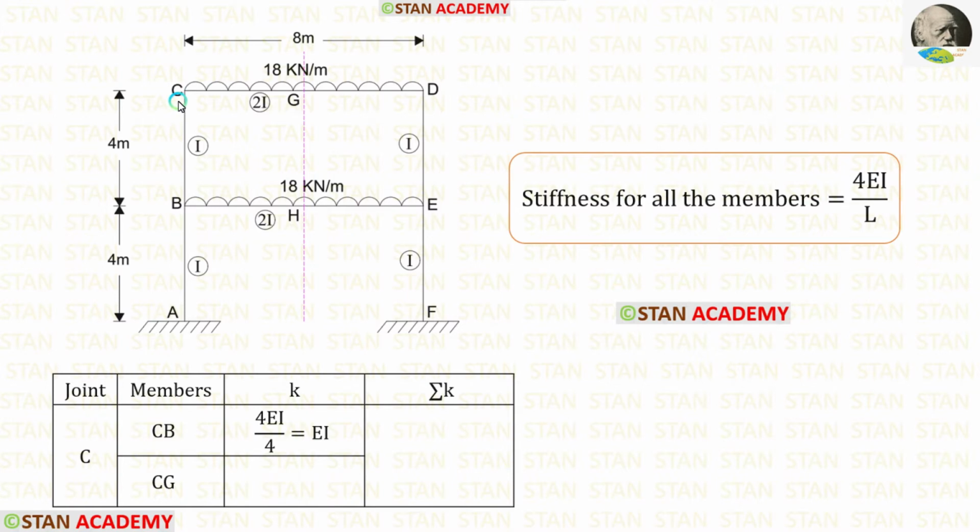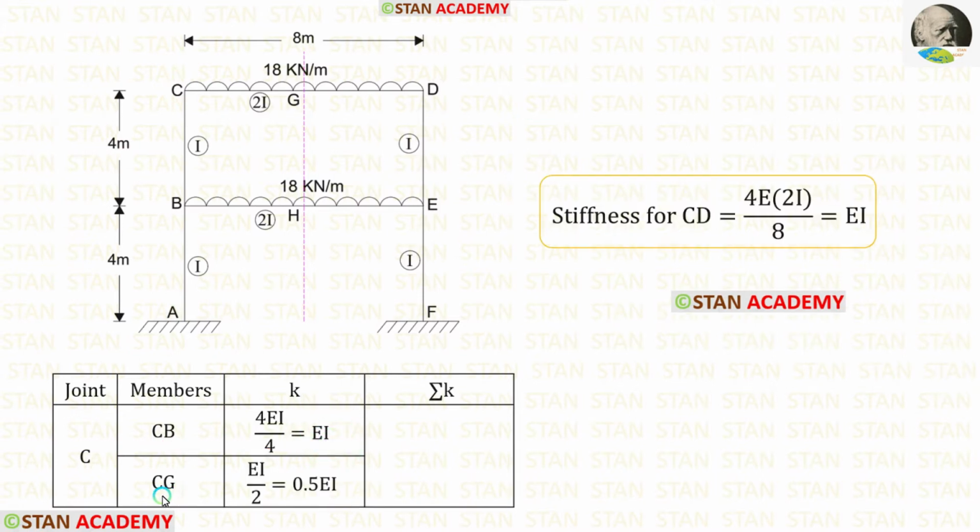First, let us find the stiffness values in the joint C. In the joint C, first let us find for CB. Length of CB is 4 meter. Let us apply that. Finally, for the stiffness of CB, we are getting EI. Before finding the stiffness of CG, we have to calculate the stiffness for CD. Length of CD is 8. Let us apply that. The moment of inertia for CD is 2I. So in the formula, instead of I, we have to apply 2I. After the calculation, we are getting EI.